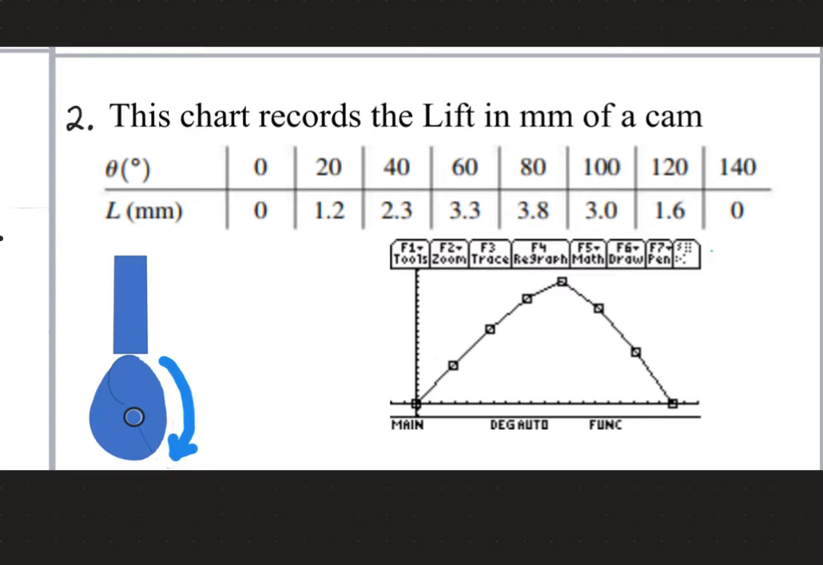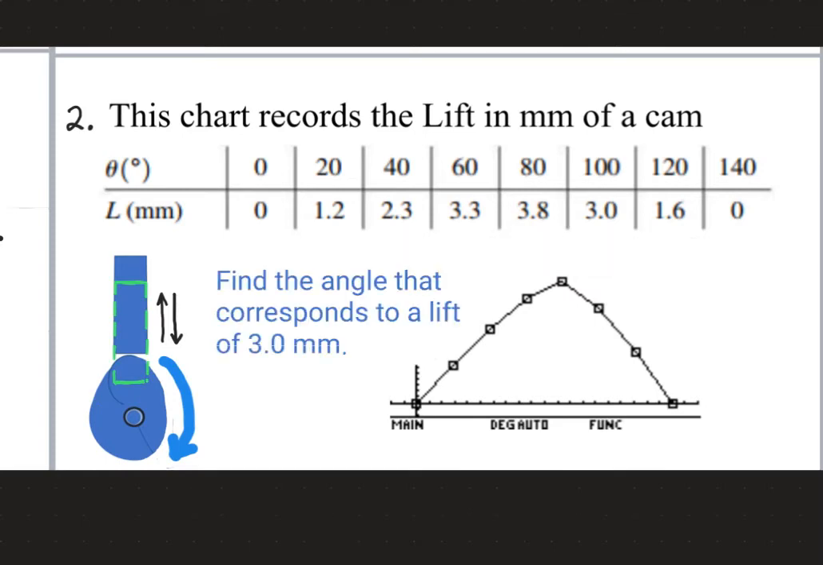As the cam rotates, it lifts and lowers the piston. The top line of the chart indicates the angle through which the cam has rotated from its starting position. The next line records the lift in millimeters. That indicates the height of the cam from its original position. Our challenge is to find the angle that corresponds to a lift of 3.0 millimeters.